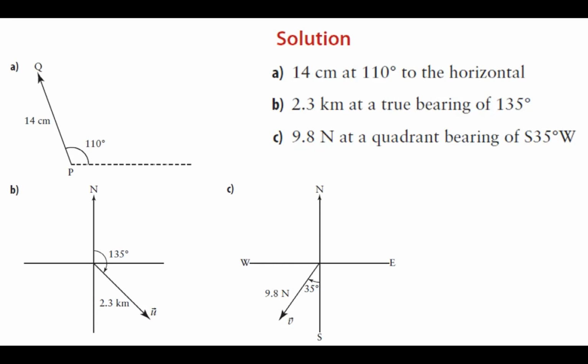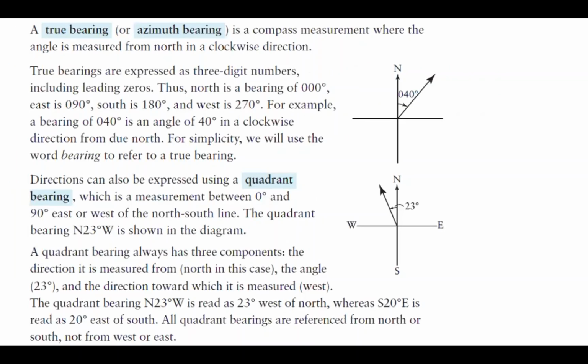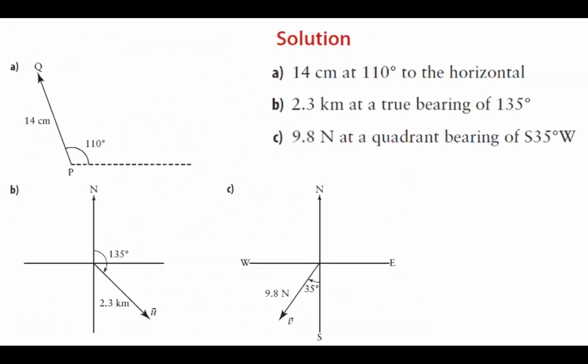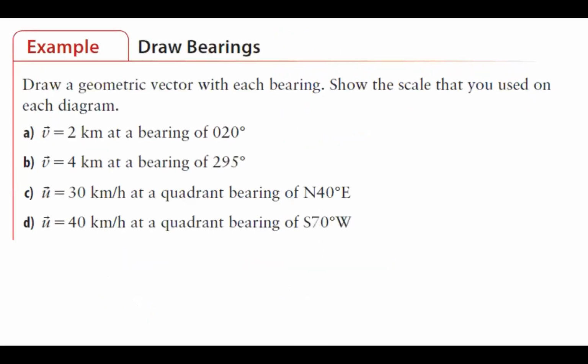And the vector in question C can be expressed as 9.8 Newton at a quadrant bearing of 35 degrees west of south, or S 35 degrees W. Any questions? Okay, then let's consider another example.